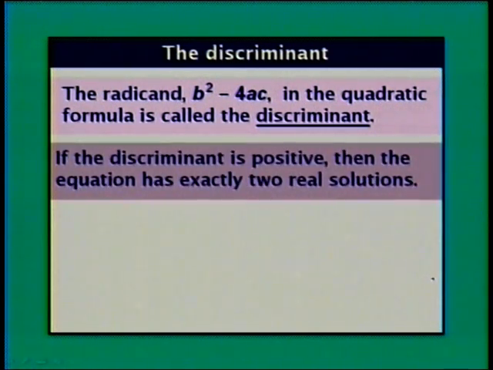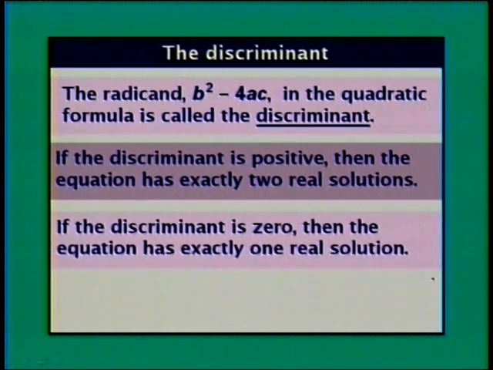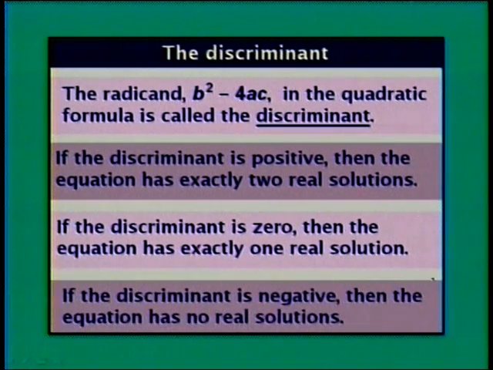If the discriminant is positive, then the equation has exactly 2 real number solutions. If the discriminant is 0, then the equation has exactly 1 real number solution. We saw that a couple of examples ago. And in the last example we looked at, the discriminant was negative. In that case, there are no real number solutions.